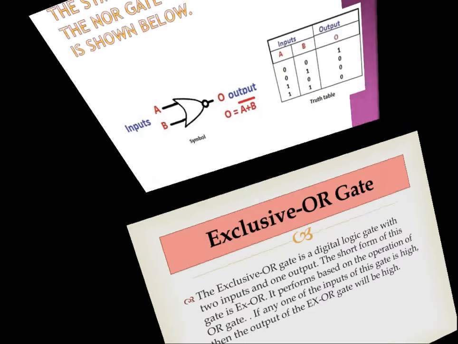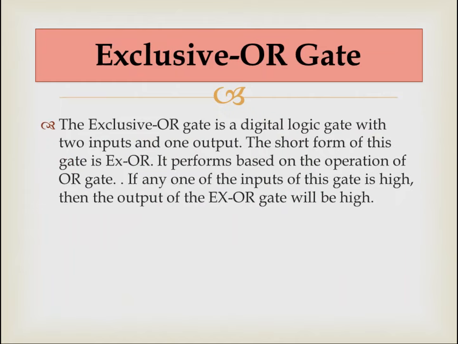Okay, next one is the exclusive OR gate. The exclusive OR gate is a digital logic gate with 2 inputs and 1 output. The short form of this gate is XOR. It performs based on the operation of the OR gate. If any one of the inputs of the gate is high, which means 1, then the output of the XOR gate will be high, which means 1.